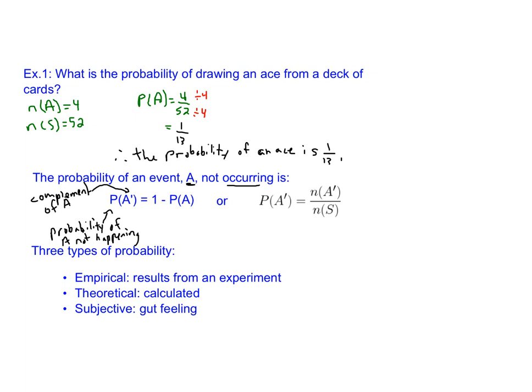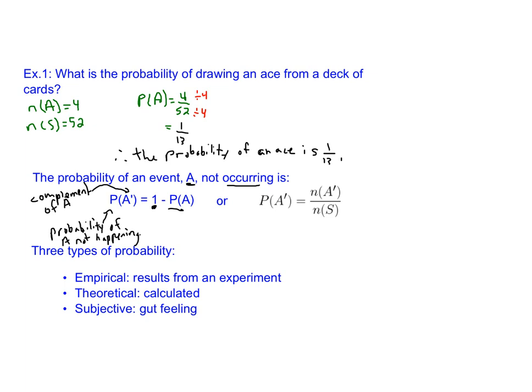And the probability of A not happening is just equal to 1. Remember, that's the greatest probability that we can have, minus the probability that A occurs. So the probability that A doesn't occur is 1 minus the probability it occurs.